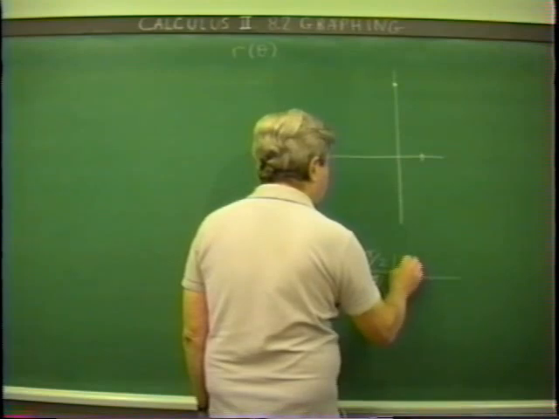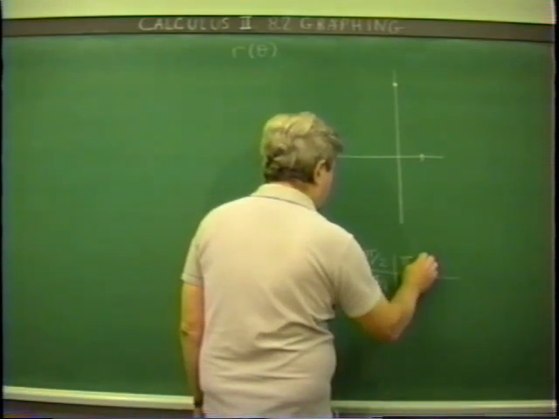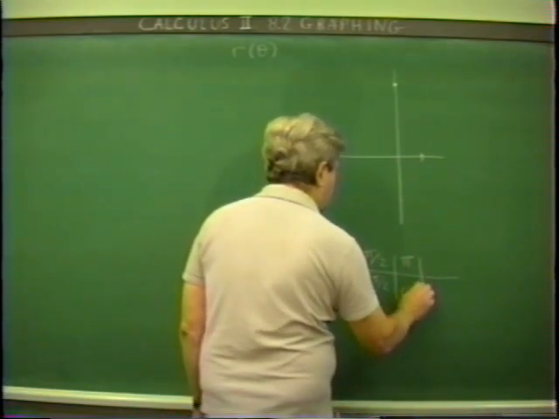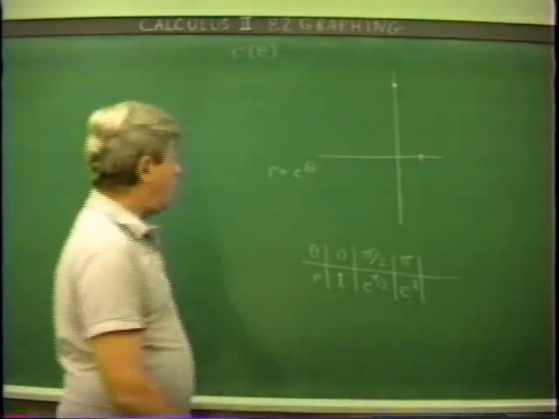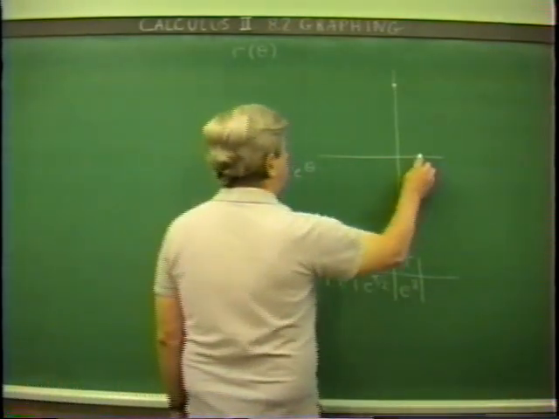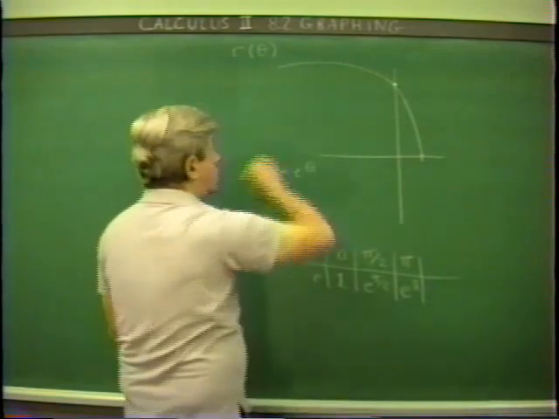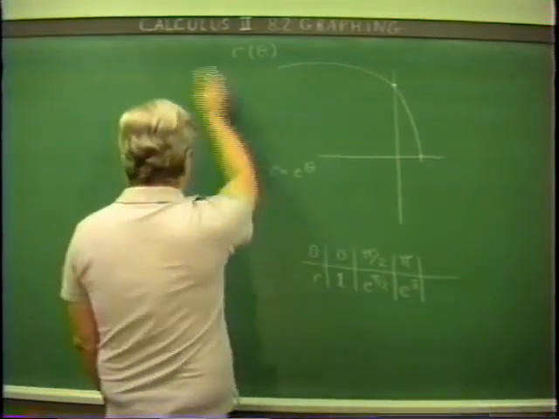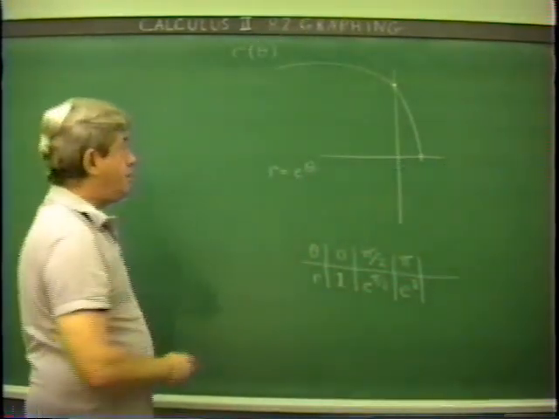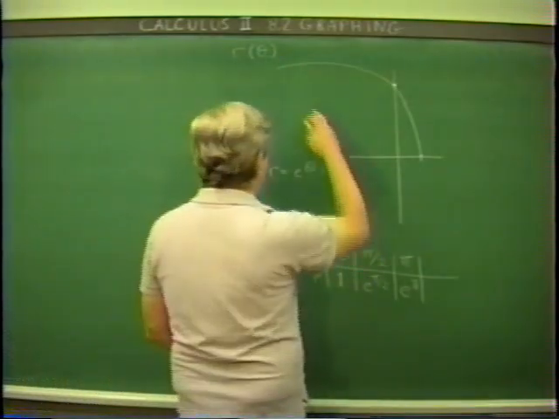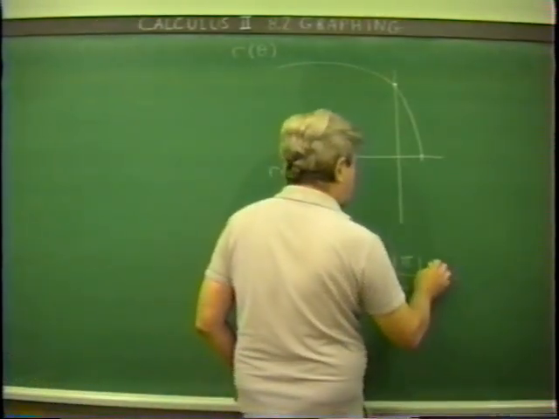Right. When theta is equal to pi, r is going to be e to the pi. That's somewhere around 27. This starts to spiral outward like this and gets very large quickly, coming around and spiraling like so. We won't draw more than that part of this.